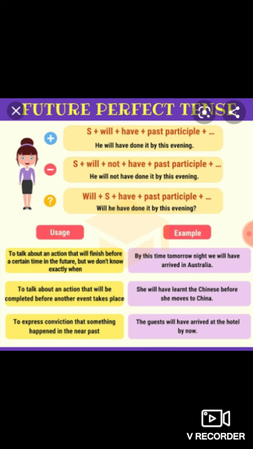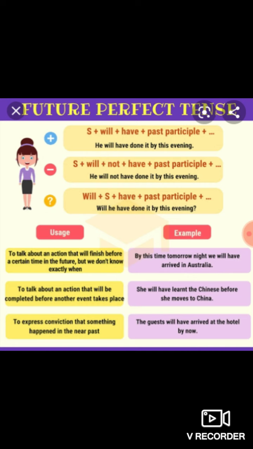As given in the example, he will have done it by this evening. And in negative sentences, the structure is subject plus will plus not plus have plus V3 plus object. He will not have done it by this evening. And in interrogative, the structure is will plus subject plus have plus V3 plus object. Will he have done it by this evening? As far as the structure is concerned, it is clear to all of you.